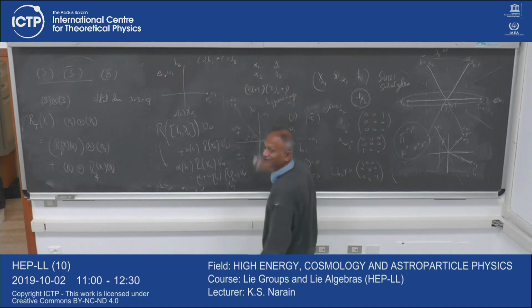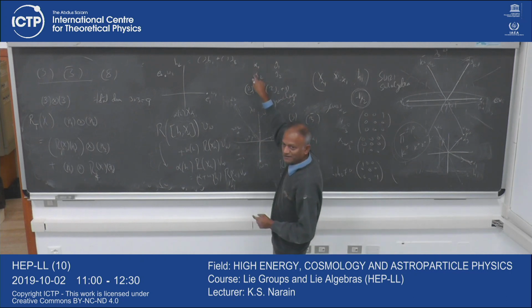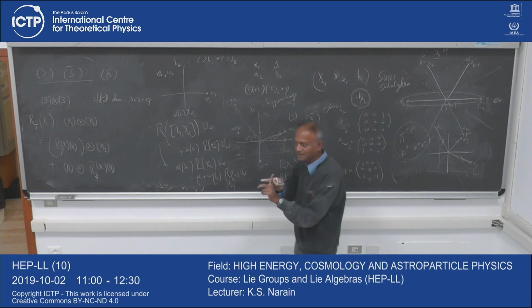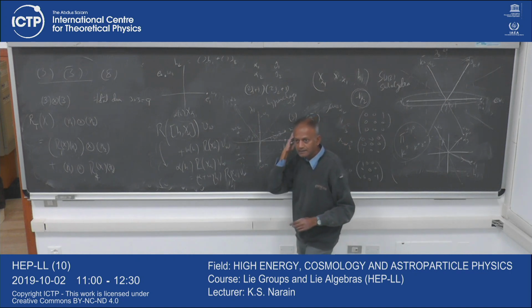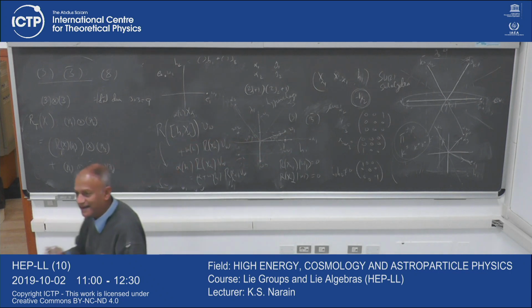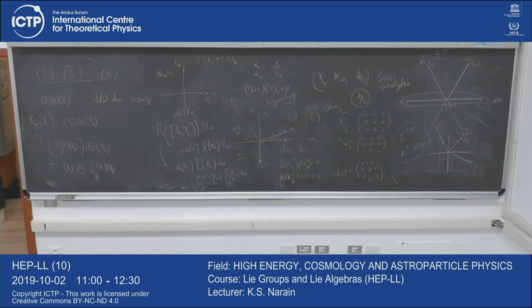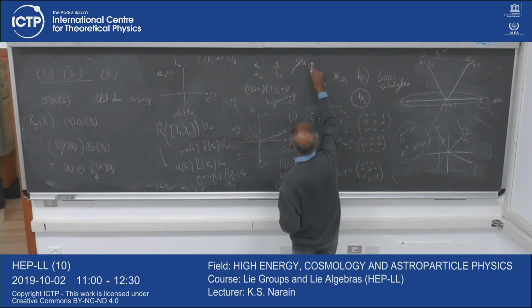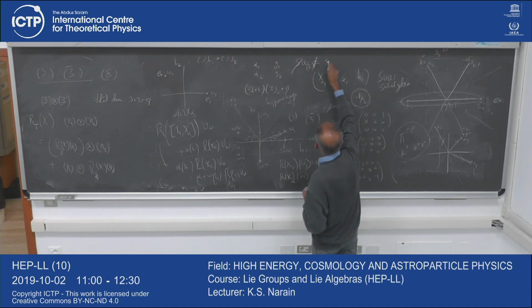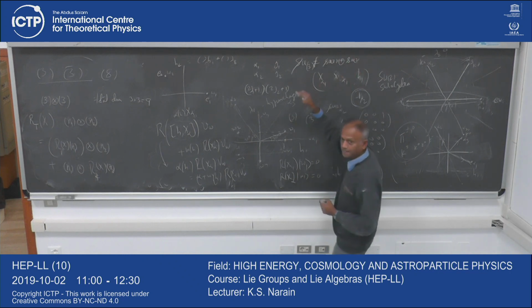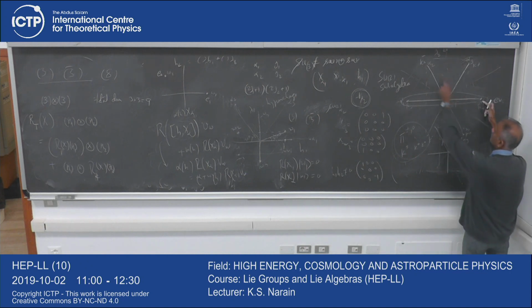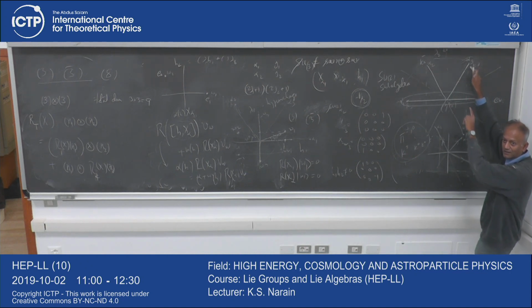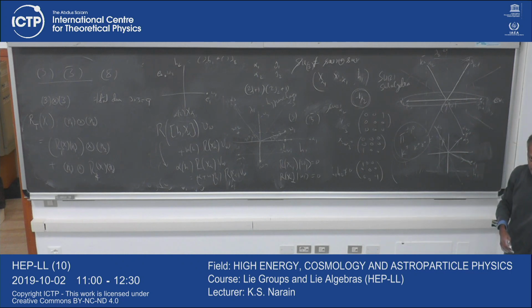Because it's not simple. These two SU2 subalgebras don't commute with each other, so it's not a direct sum. The SU3 algebra is not the direct sum of two SU2s. That's because the commutation of this with that gives you that, which is not 0. So the construction is more complicated. Maybe tomorrow I'll give some examples of this, perhaps.